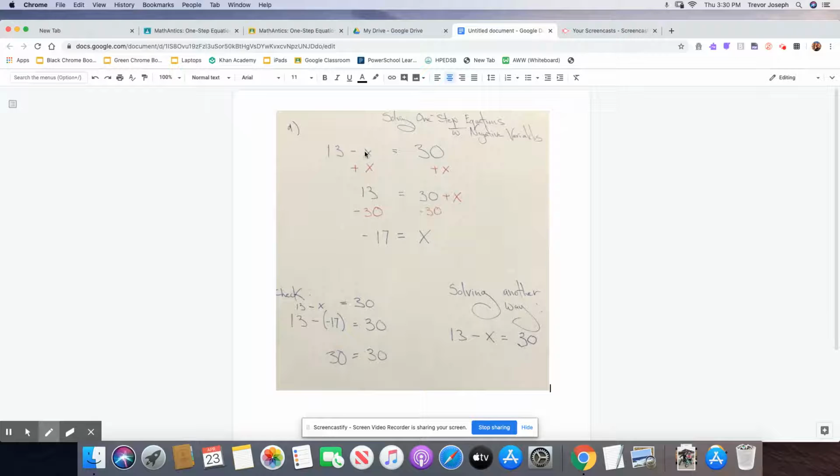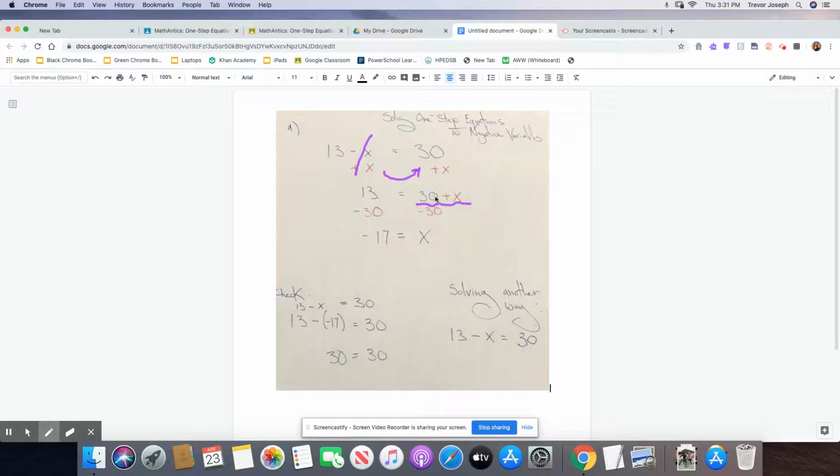So right here, it's negative x. What I want to do is create a zero pair because I want to get all of my x's over here. In order to do that, I'm going to add x. When I add x, they cancel each other out because they create a zero pair. Negative x plus x equals 0. But what I do to one side, I do to the other. So that is why I am getting 30 plus x down here, because I added an x over here.